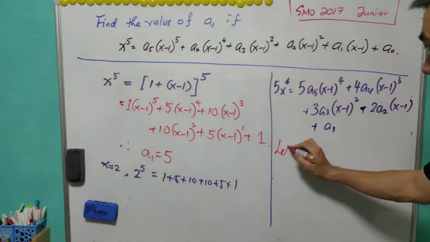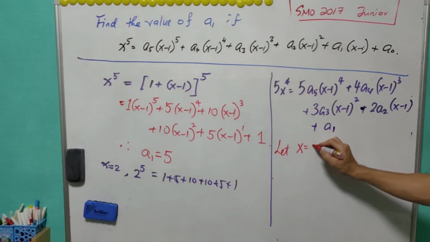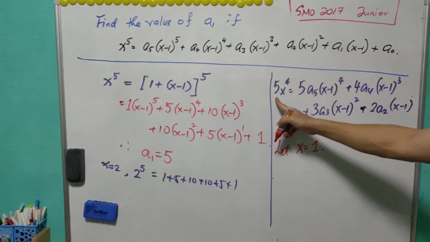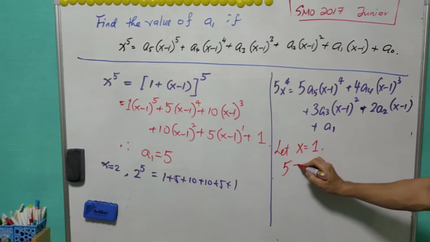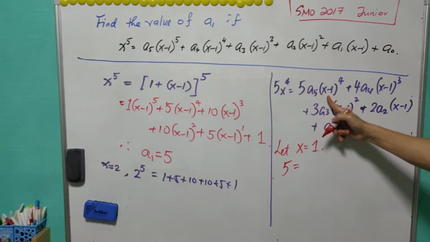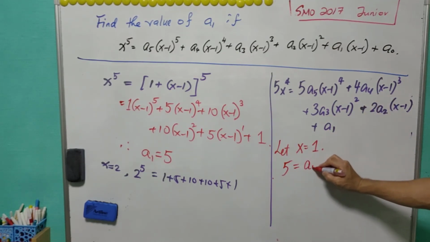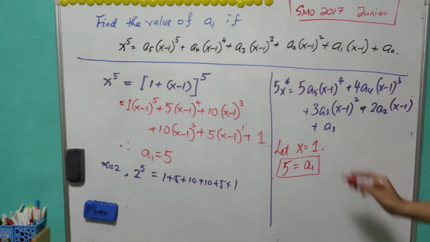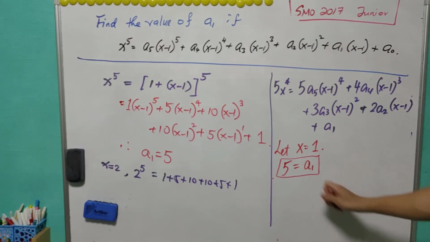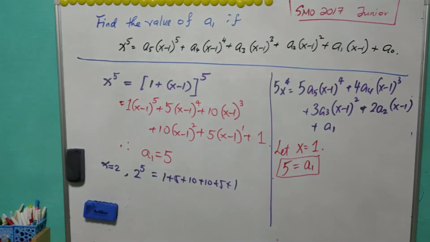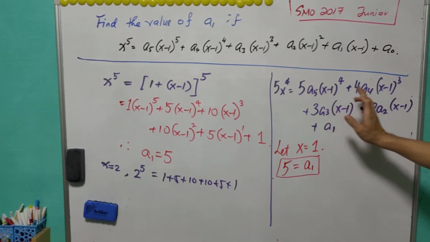Now I will let x be equal to 1. The left hand side is equal to 5. The right hand side, this is 0, 0, 0, 0, and therefore this is a1. So a1 is equal to 5. We get the same answer here. In fact, using differentiation repeatedly, we can get the values of a2, a3, a4, and a5.